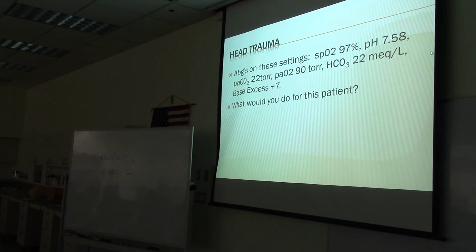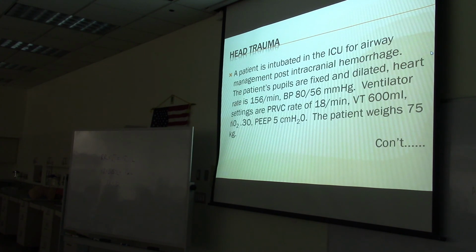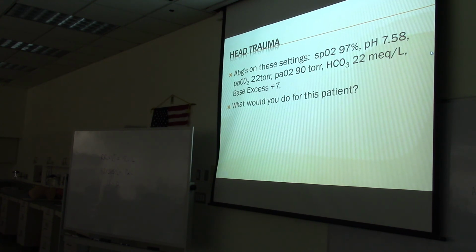Oh, you have to use your handy dandy formula. All right, so it's minute ventilation on the ventilator. Does somebody have a calculator, 600 times 18? 10.8 liters. All right, so 10.8 liters times the CO2. Where's the blood gas? CO2 of 22, so 10.8 times 22, divide by 40. So that's 5.9. All right, so the new minute volume should be 5.9 liters.